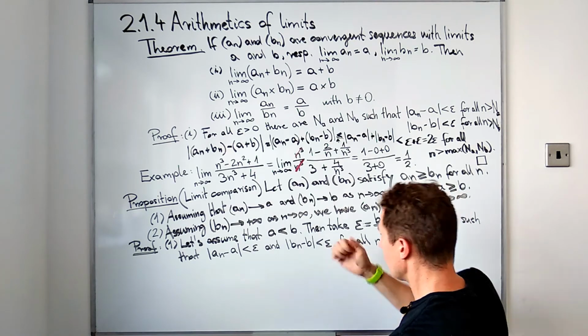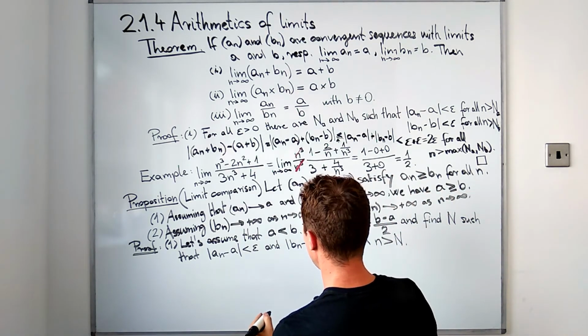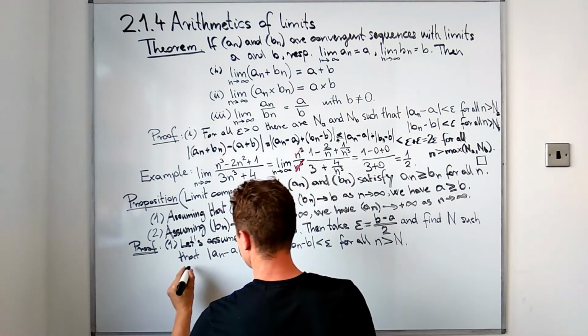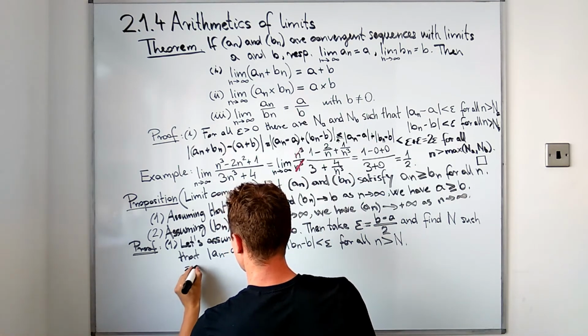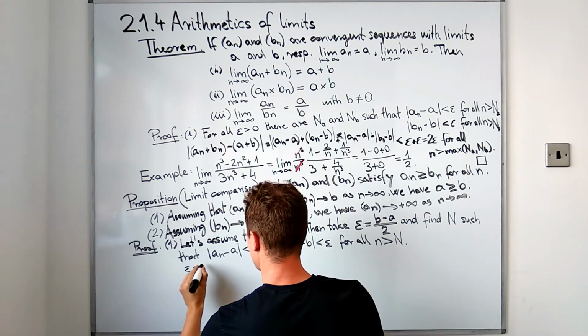Okay, so what we'll do now is we can take epsilon, which was our B minus A divided by 2.